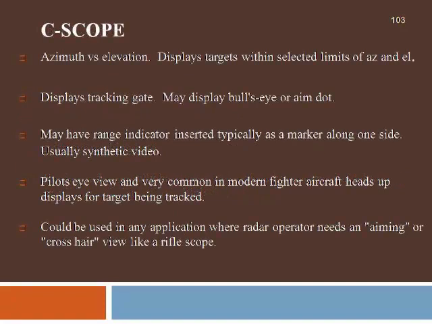C scope. Azimuth versus elevation display will be given in this within the selected limits of azimuth and elevation angles. It displays the tracking gate, may display bullseye or aim dot. It may have range indicator inserted typically as a marker along one side, usually displays the synthetic video. Pilot's eye views are very common in modern fighter aircraft heads-up displays for target being tracked. It could be used in any application where radar operator needs an aiming or crosshair view like a rifle scope.